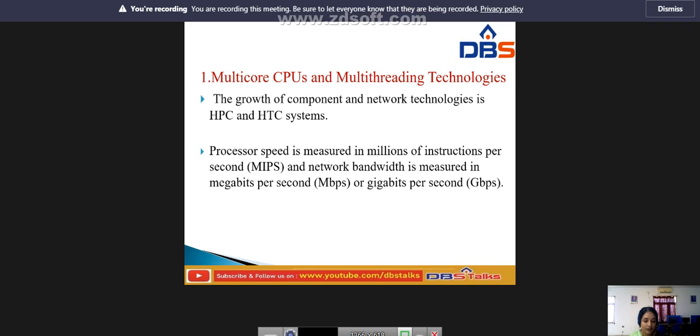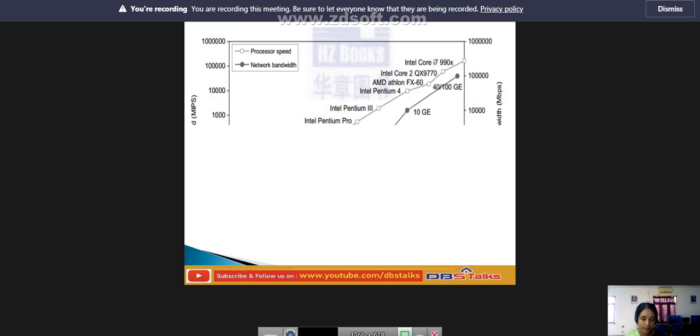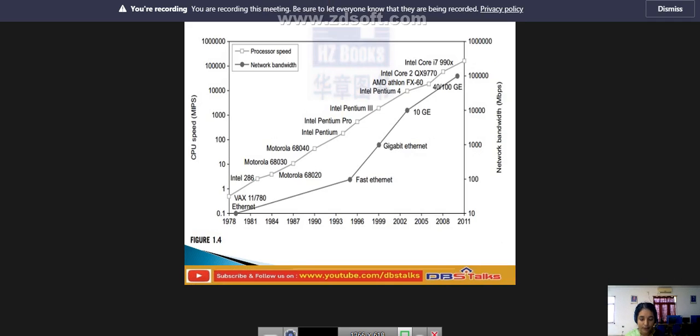If you see the figure, we can understand that processor speed is measured in millions of instructions per second, that is MIPS, and network bandwidth is measured in megabits per second or gigabits per second. Over the past 30 years, the growth of component and network technologies has increased. They are very crucial in the development of HPC and HTC systems. This is the diagram of the HPC and HTC system, and here I am going to explain the processor speed.